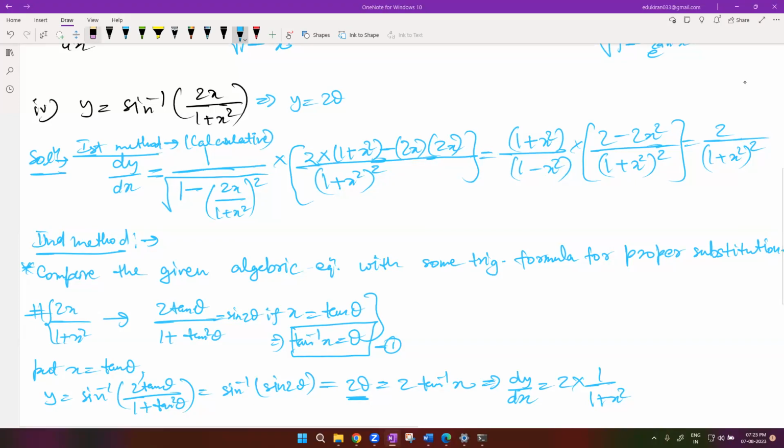No, the answer was the same. My bad. 1 plus x square will cancel out 1 plus x square from the numerator and denominator, so it will be only 2 upon 1 plus x square. It was written incorrectly.